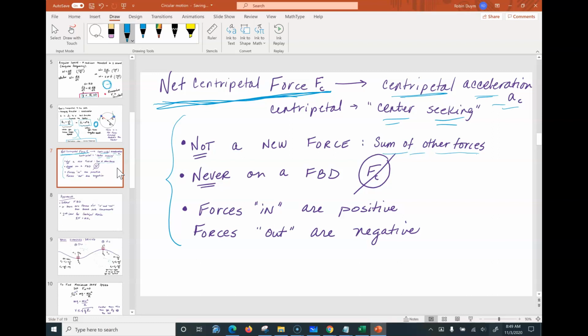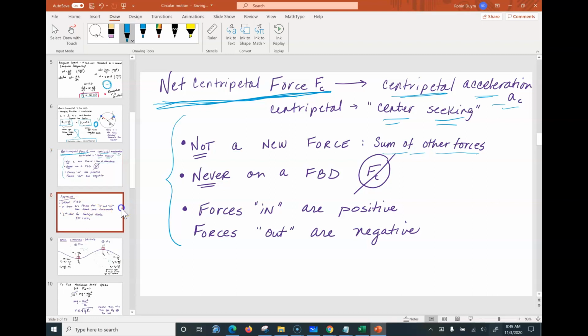We're going to use this idea that the forces in towards the center of the circle are going to be positive and the forces out are going to be negative. So if it's helping keep it in the circle, it's going to be positive. If it's in the other direction, then it's going to be negative.